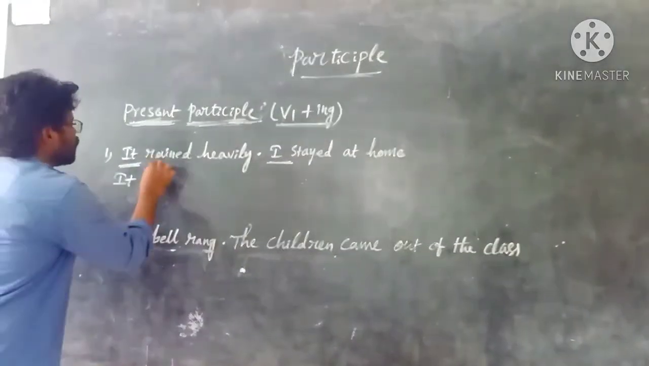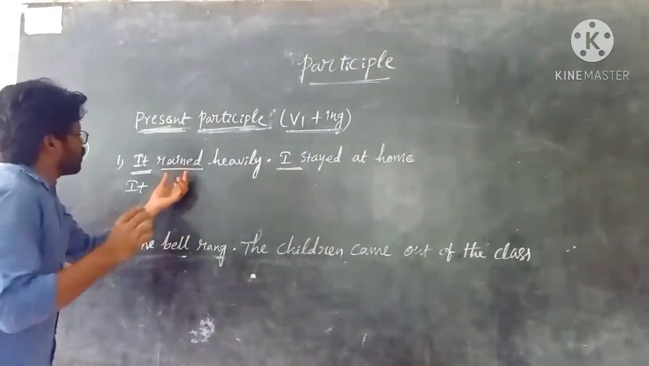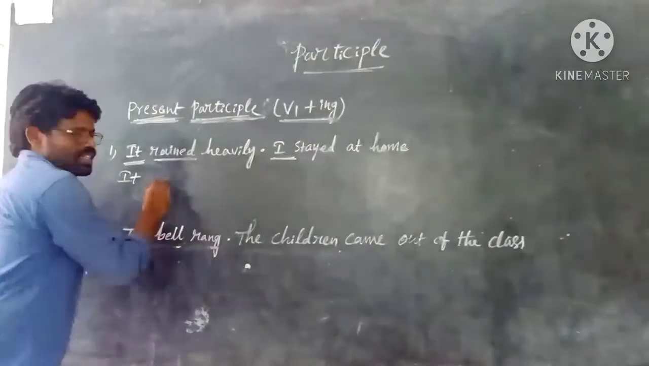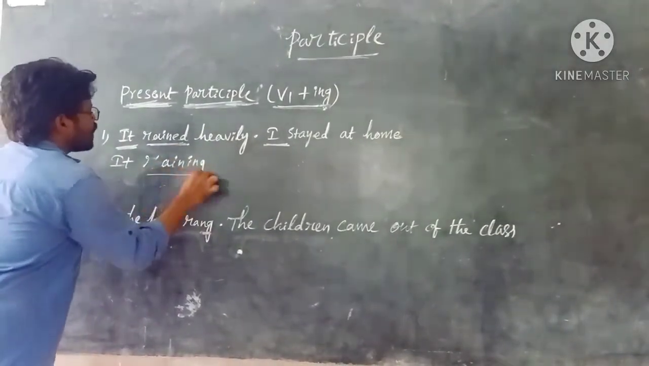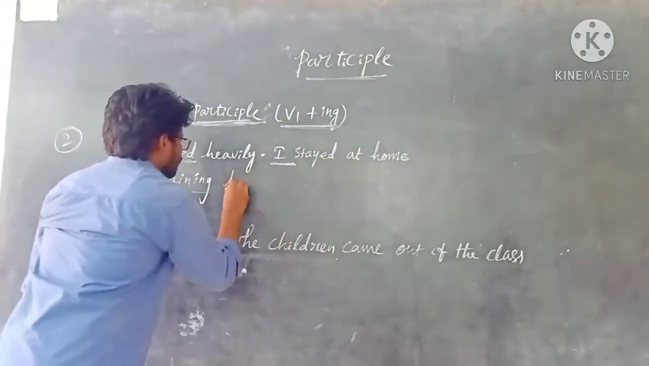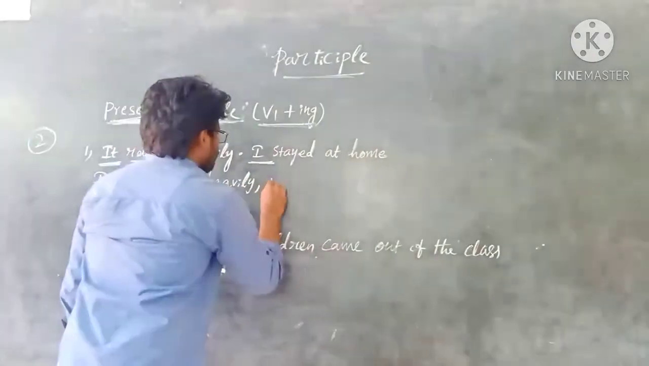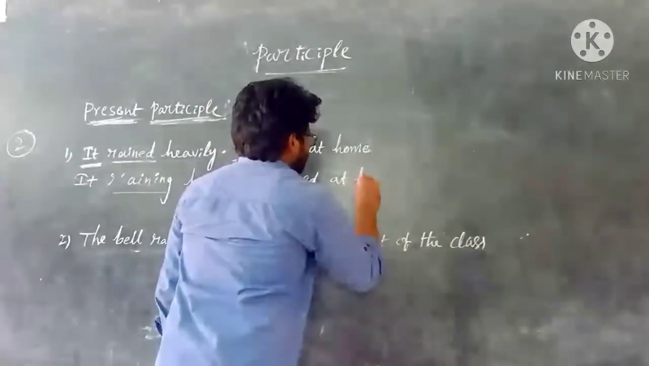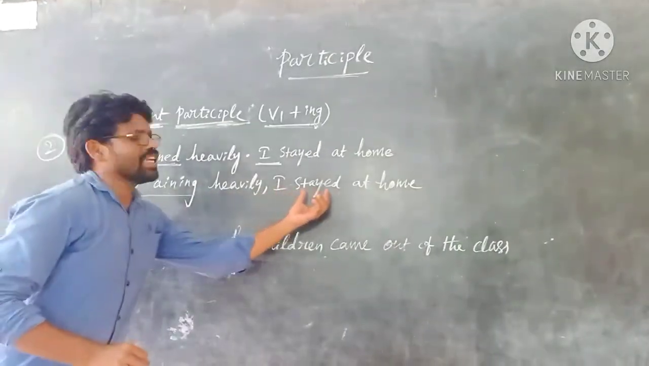It. After that, we have to write the present participle. What is the present participle for rain? Present participle for rain is raining, R-A-I-N-I-N-G. Raining is the present participle of rain. It raining heavily, comma, we have to place a comma. I stayed at home. This is the answer. Okay, it raining heavily, I stayed at home.